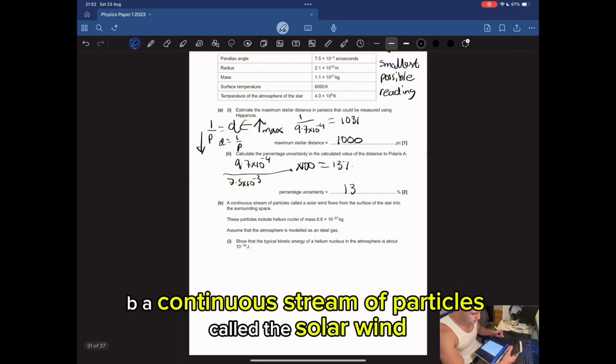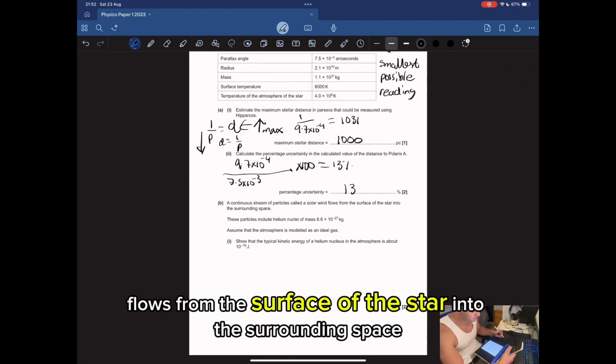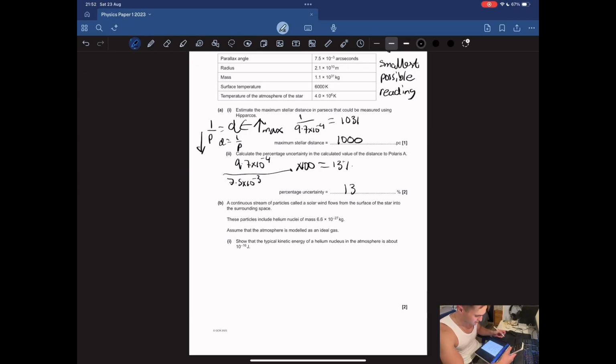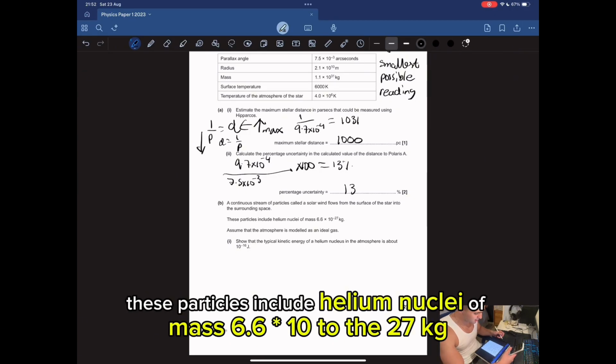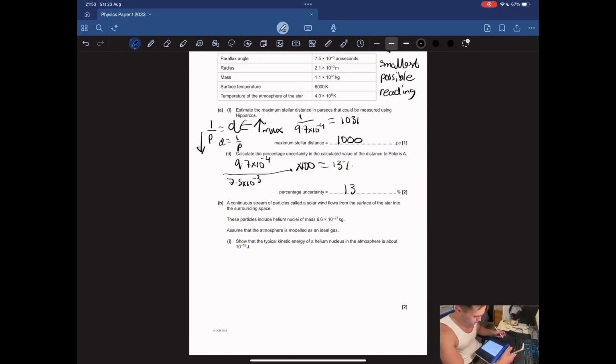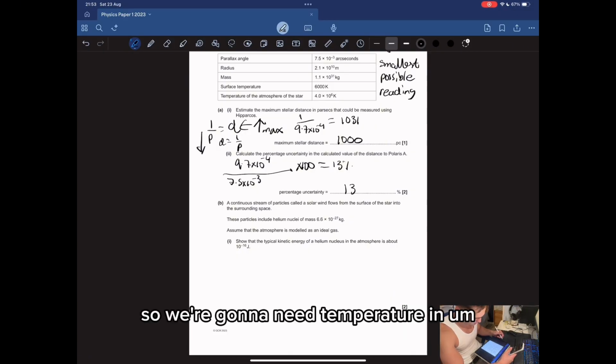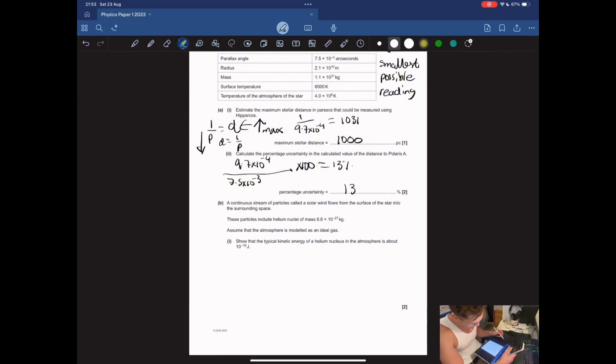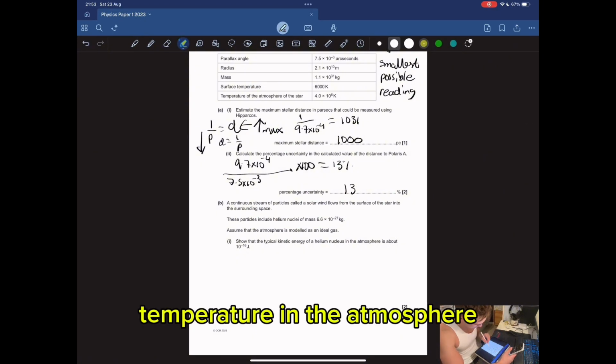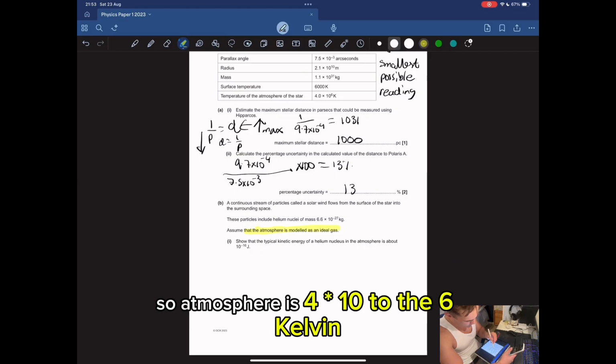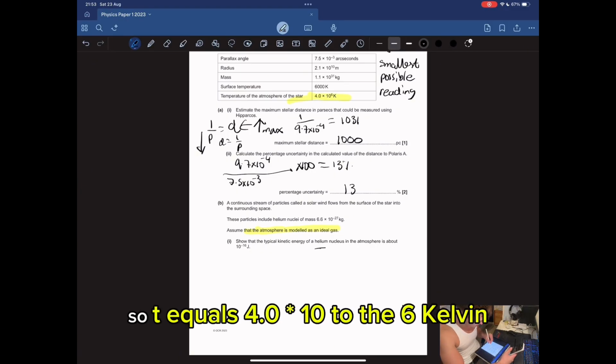B. A continuous stream of particles called the solar wind flows from the surface of the star into the surrounding space. These particles include helium nuclei of mass 6.6 times 10 to the minus 27 kilograms. So we're getting temperature in the atmosphere. So the atmosphere is 4 times 10 to the 6 Kelvin. So T equals 4.0 times 10 to the 6 Kelvin.